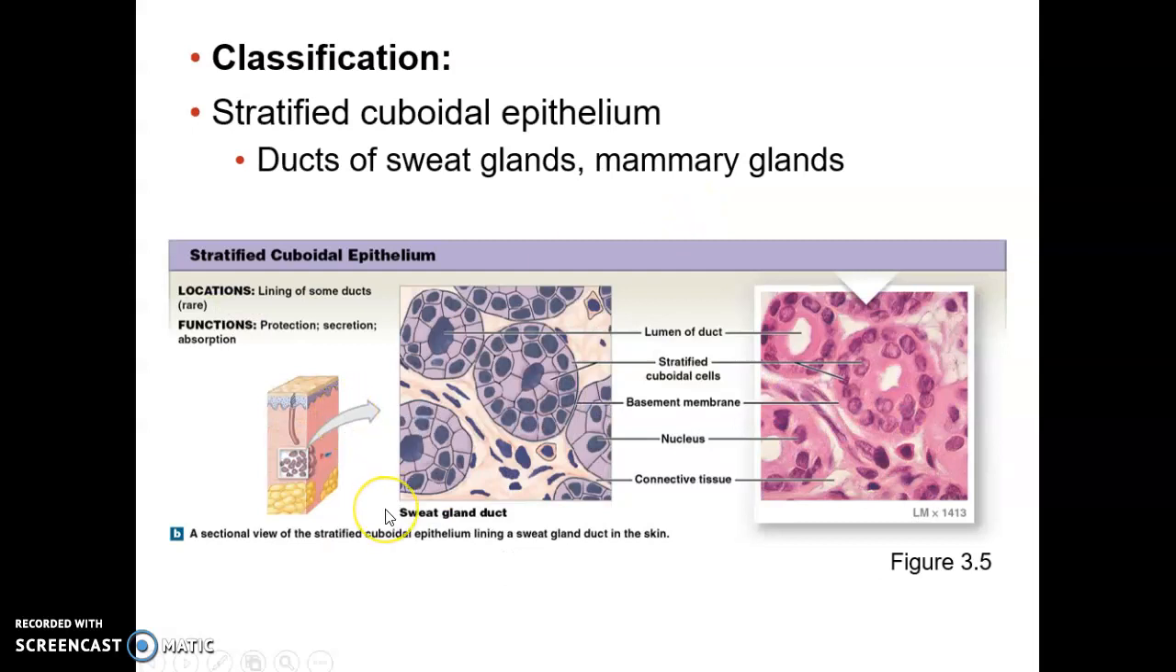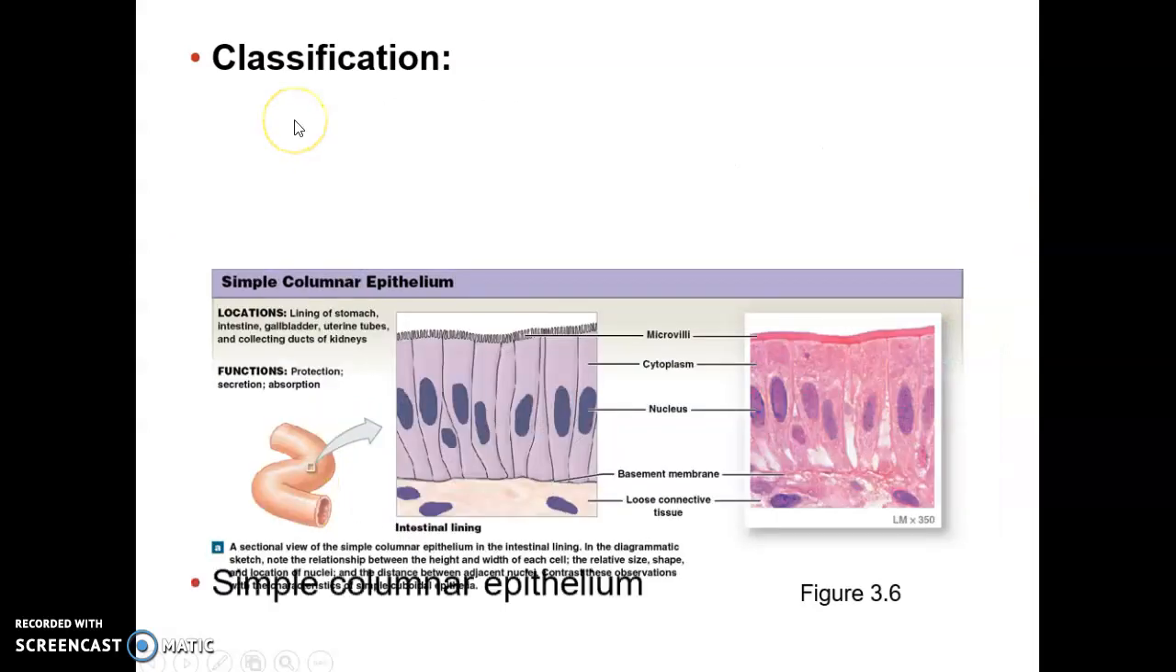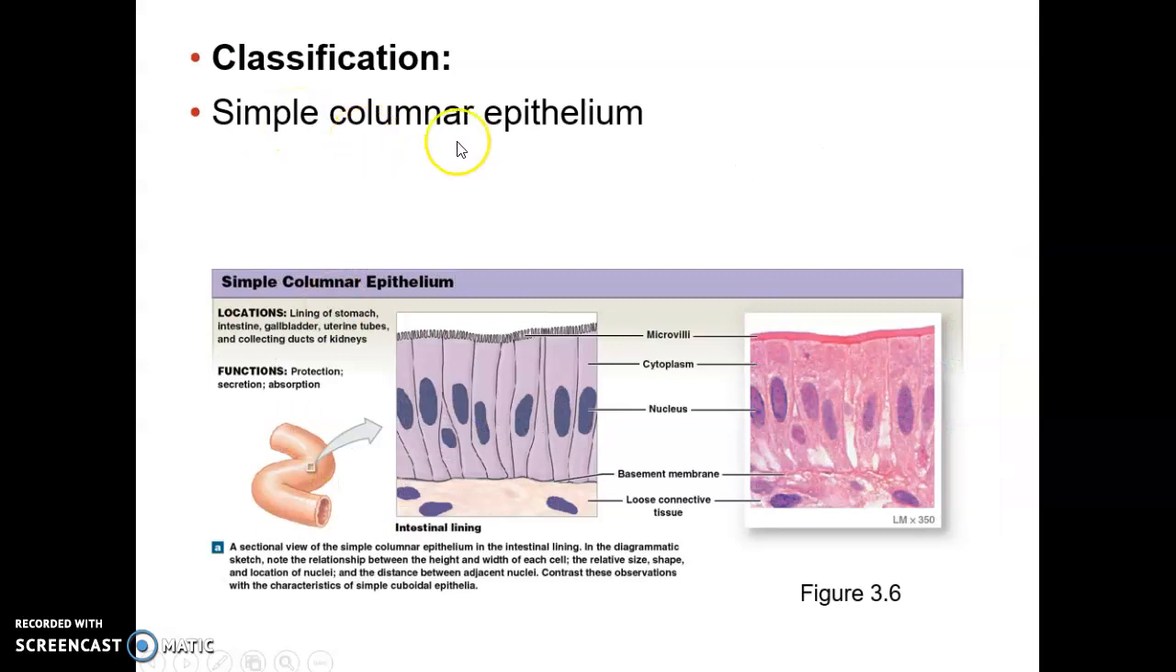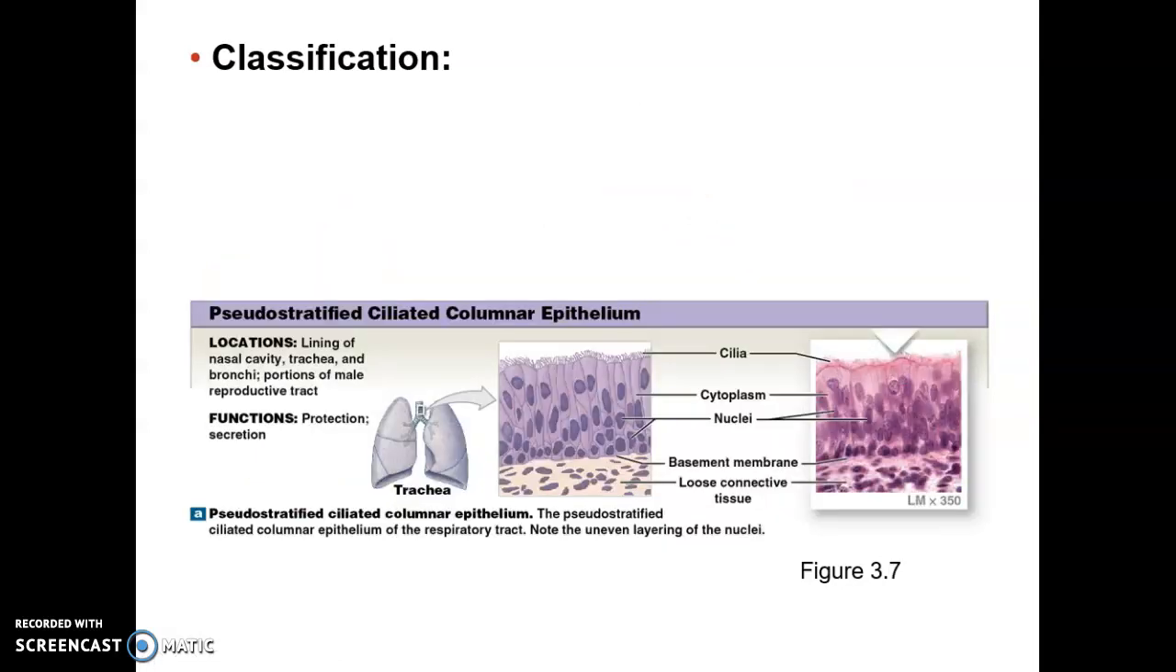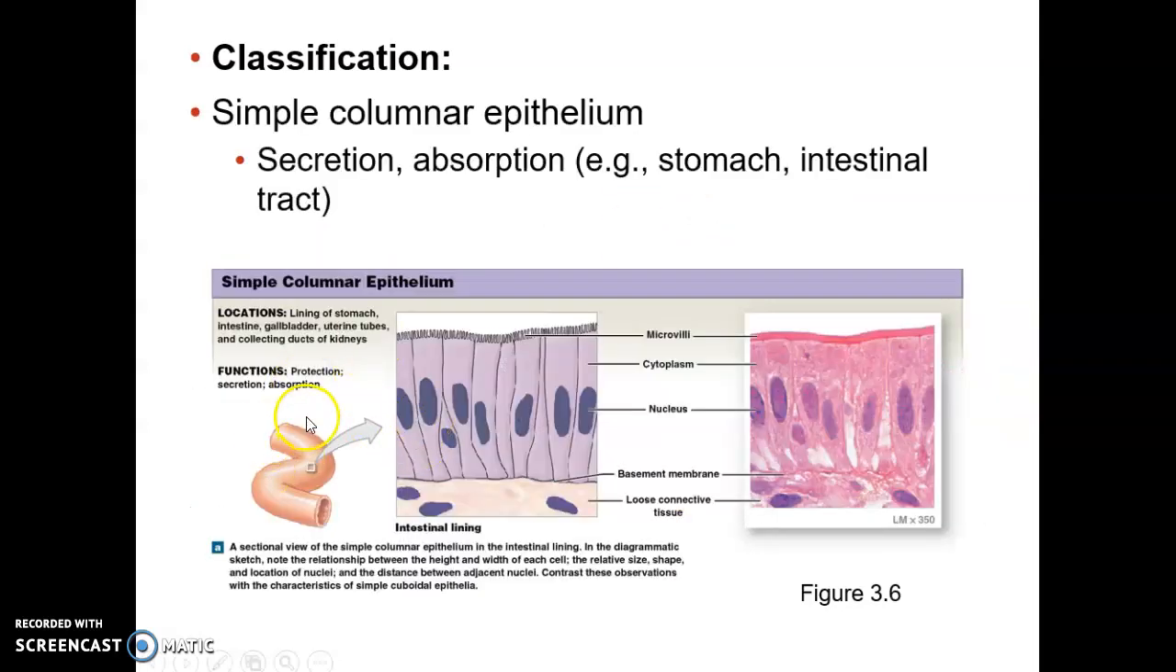Okay, let's move on to simple columnar epithelium. One cell layer thick. The cells are elongated. So, simple columnar epithelium. Still good for secretion and absorption. The epithelium is a bit thicker, but it's only one cell layer thick, found in the stomach, in the intestinal tract, part of the digestive tract. Does offer some protection.